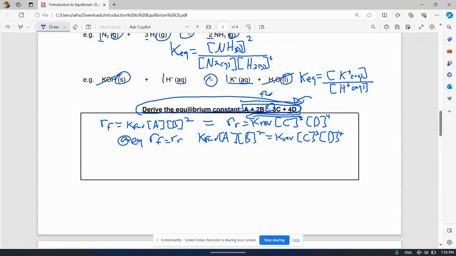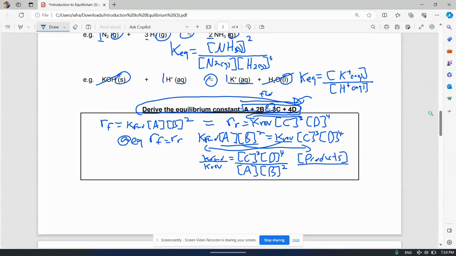And so what you can do is you can actually rearrange this and get an interesting ratio. If you rearrange it so that your k's are all on one side, so let's say we send this to this side here and this to this side here, you get k forward over k reverse is equal to C cubed D to the 4 over A B squared. In other words, this is your products over reactants.